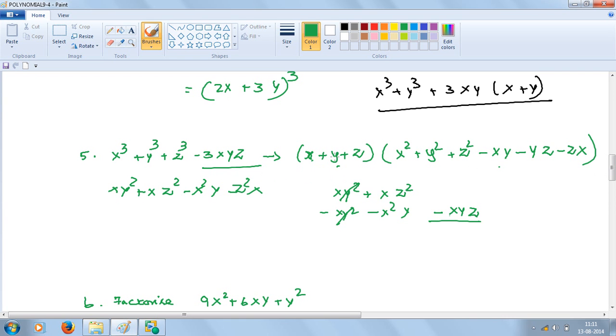So next we'll try with y. y into y square, we have got y cube. y into x square.